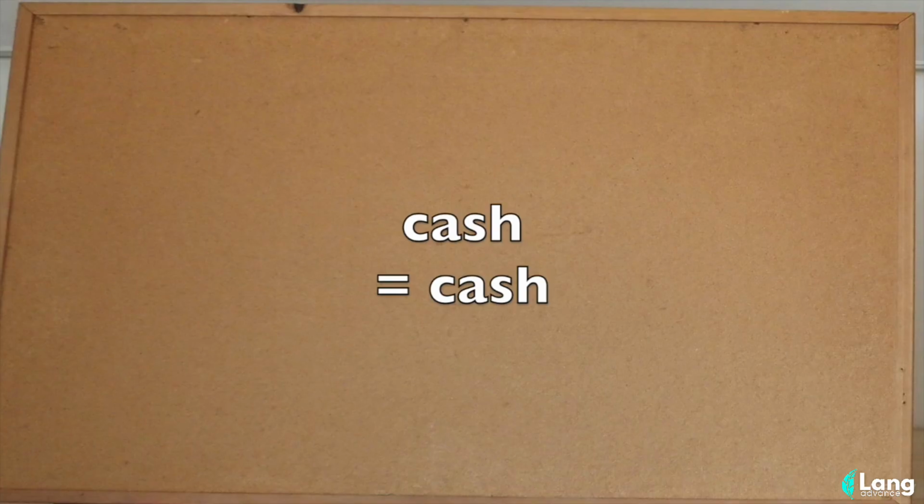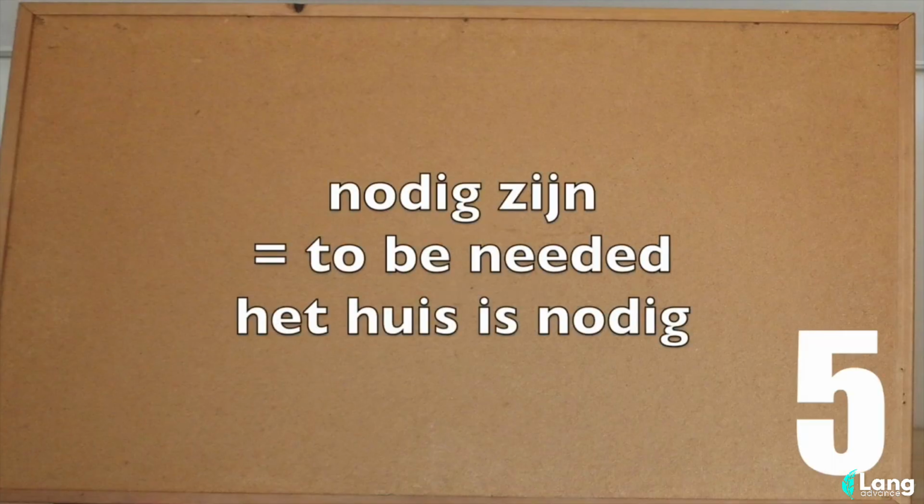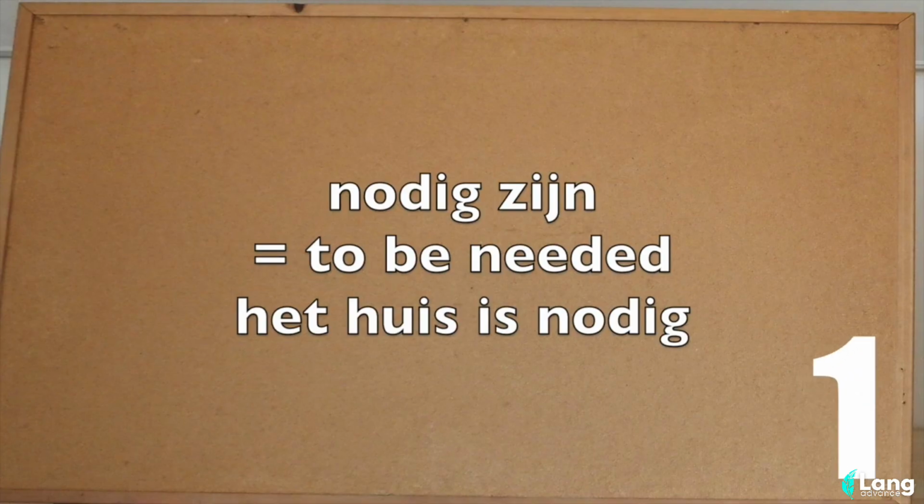Cash means cash, paying cash. Nodig zijn, that's to be needed. So it's the object. If something is needed, you say, for example, the house is needed. Het huis is nodig. So that's the object of being needed. That's in the subject. As you see it there in the example. Het huis is nodig. The house is necessary. The house is needed.